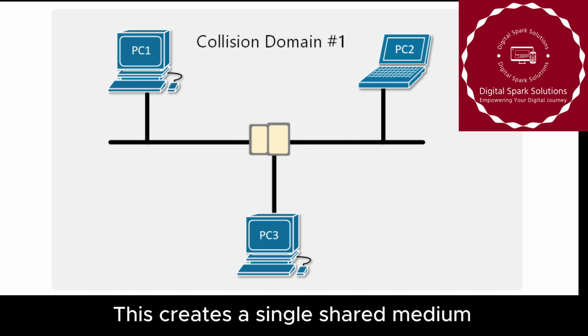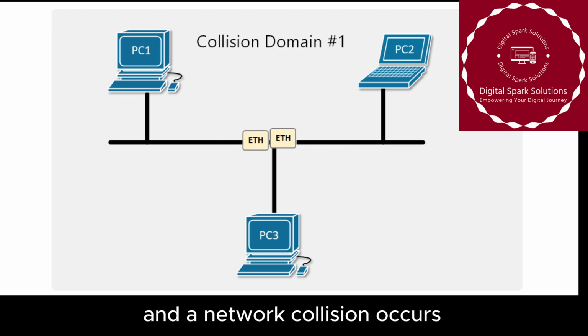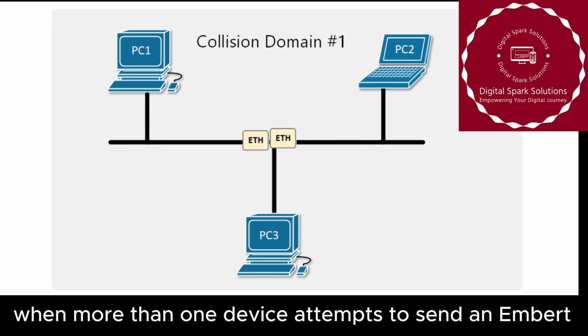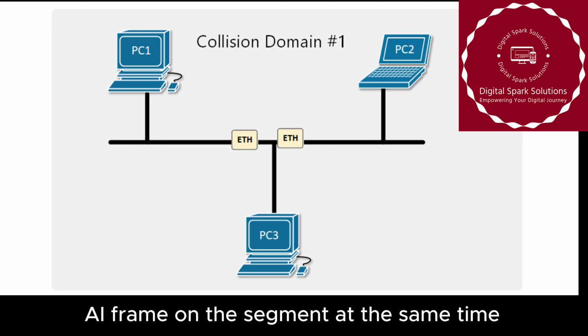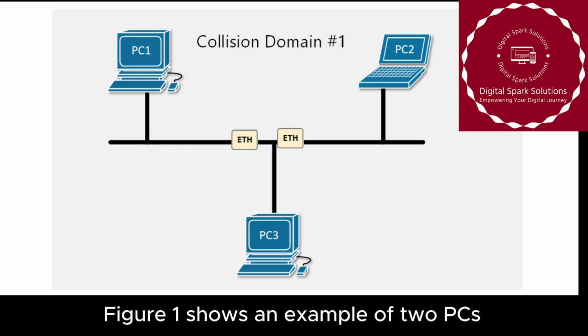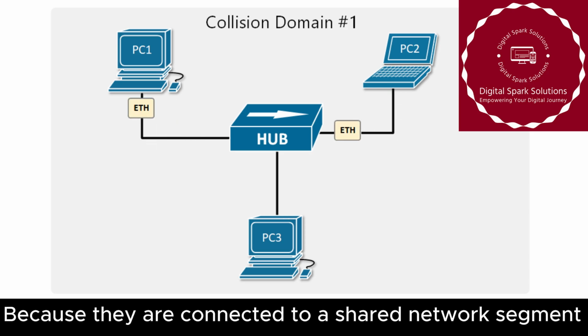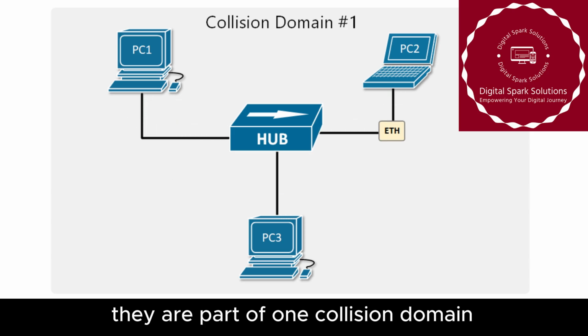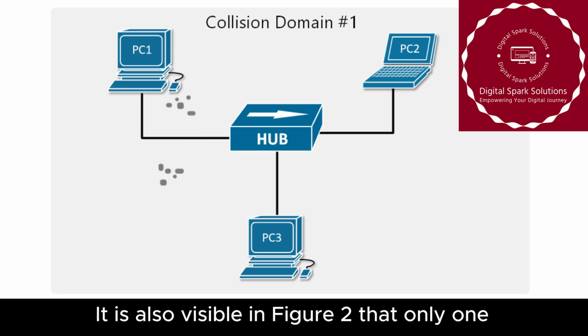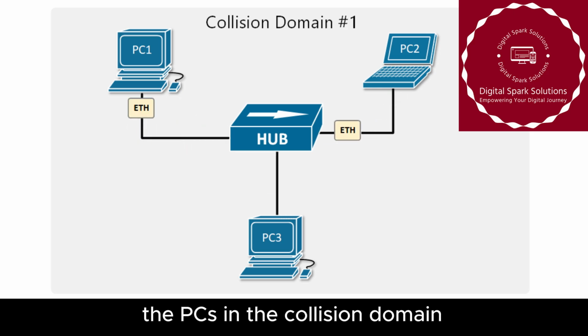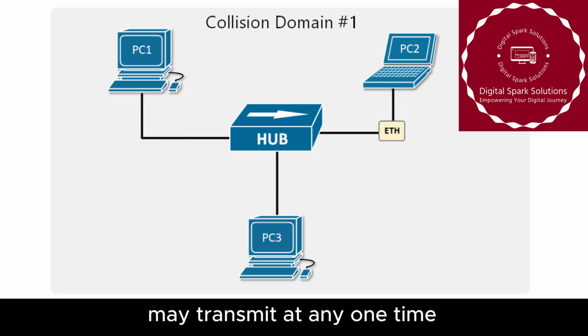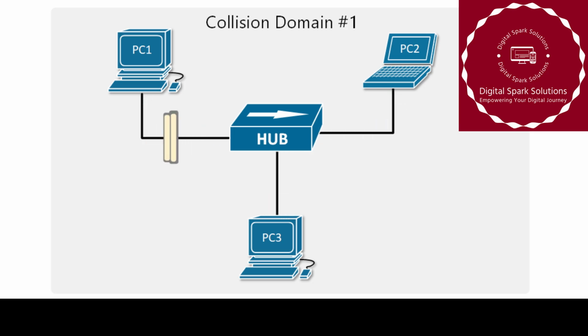This creates a single shared medium, and a network collision occurs when more than one device attempts to send a frame on the segment at the same time. Figure 1 shows an example of two PCs trying to send an Ethernet frame simultaneously. Because they are connected to a shared network segment, they are part of one collision domain. It is also visible in Figure 2 that only one of the PCs in the collision domain may transmit at any one time, otherwise a collision occurs.